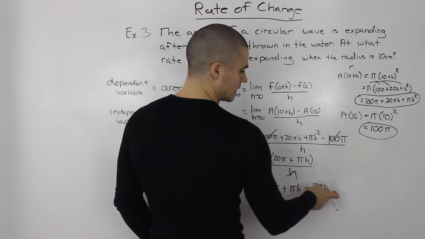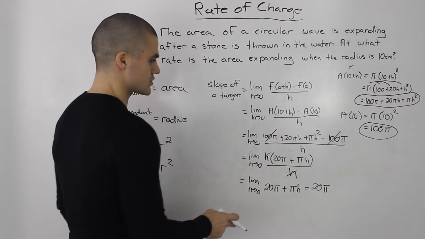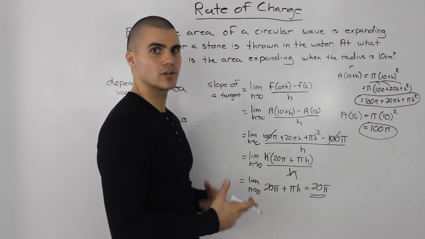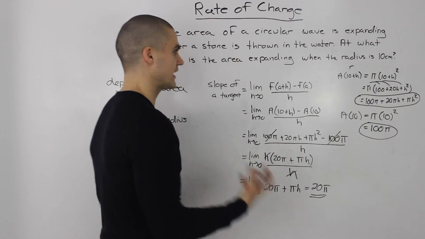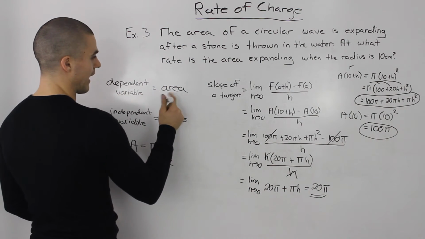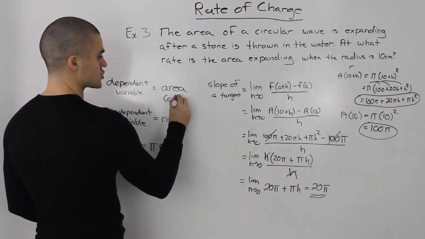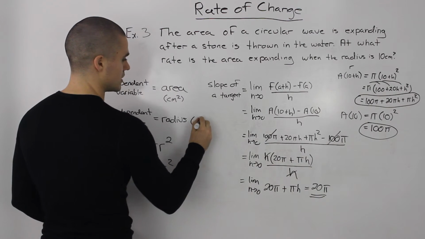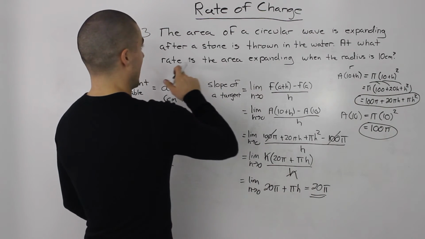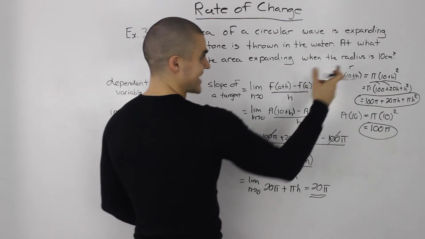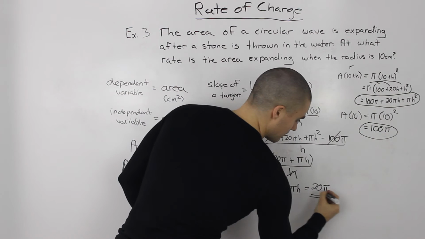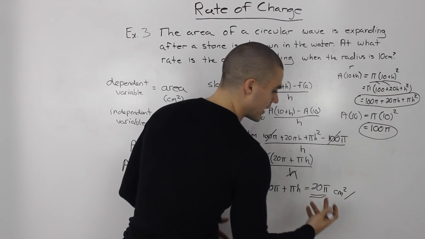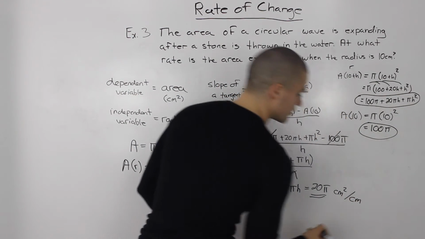Now, let's figure out what the units here are. So remember, the rate of change is how much the dependent variable is changing per 1 unit change in the independent variable. So the dependent variable, the area, is going to be in centimeters squared because the radius is in centimeters, and then the radius is just in centimeters. So at what rate is the area expanding when the radius is 10 centimeters? Well, the area is expanding by 20 pi centimeters squared per 1 unit change in the independent variable, which is the radius, per centimeter.